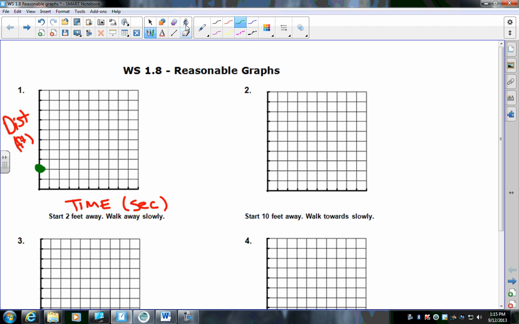Then it says you walk away slowly. What type of line is that? A steep or a flatter line? It's not totally flat like this, because that means they are not going anywhere. But it would have to be increasing just a little bit.